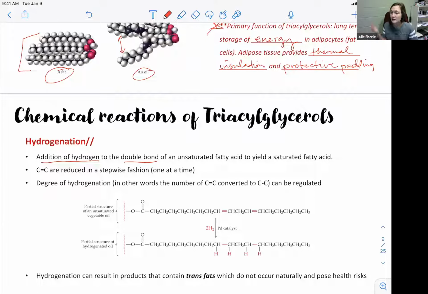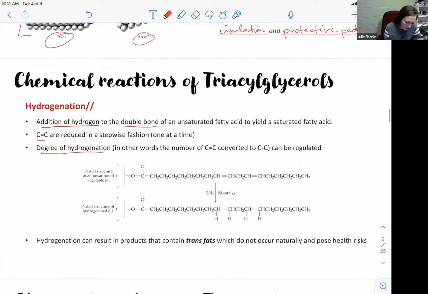So you are familiar with this kind of reaction. We're just now applying it to fatty acid molecules. Okay, so what happens is the carbon-carbon double bonds are reduced in a stepwise fashion, one at a time. So the degree of hydrogenation, in other words, the number of double bonds you convert to carbon-carbon single bonds, can be regulated. Industrially, they could stop it at any point once they've got the type of fat that they want.